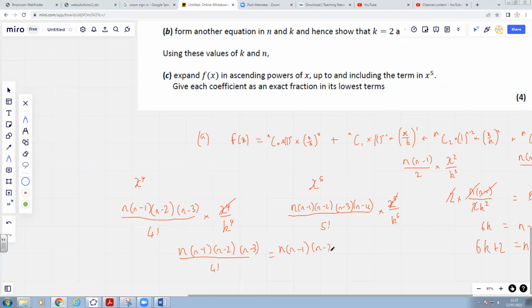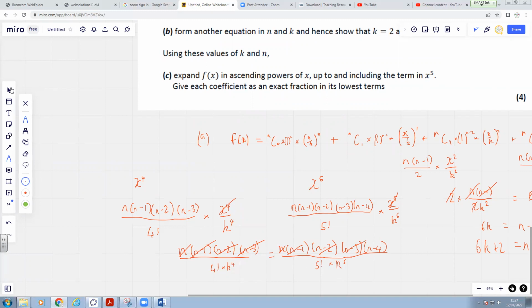Bit of a lengthy one, this one. An epic, as you might say. Oh, I've left the k off here. This is going to be 5 factorial times k to the 5. Okay, loads of stuff cancels. The n's, the n minus 1s, the n minus 2s, the n minus 3s cancel. Tons of stuff cancels.